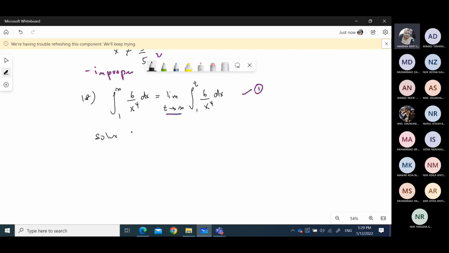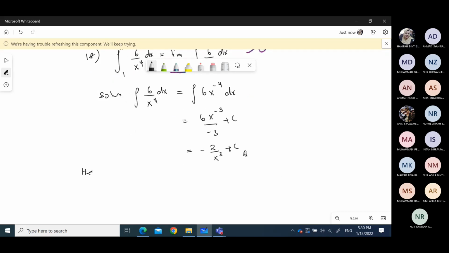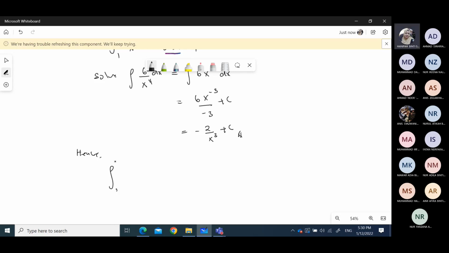Nak mudah you solve lah integral. Solve the integral of 6 over x to the power of 4 dx. Okay, so it is also equivalent with the integral of 6x to the power of negative 4 dx. Alright, so it is equivalent with 6x to the power of negative 3 over negative 3 plus c. So the answer here is negative 2 over x to the power of 3 plus c. Betul? Okay, so hence the integral from 1 to t of 6 over x to the power of 4 dx.